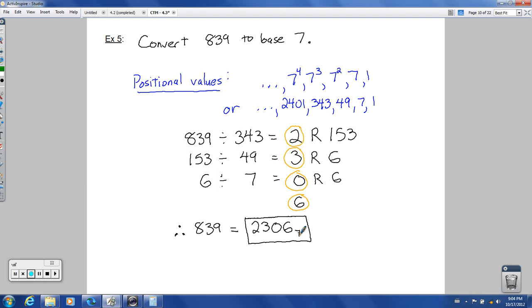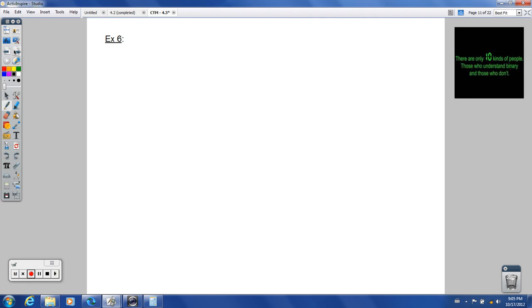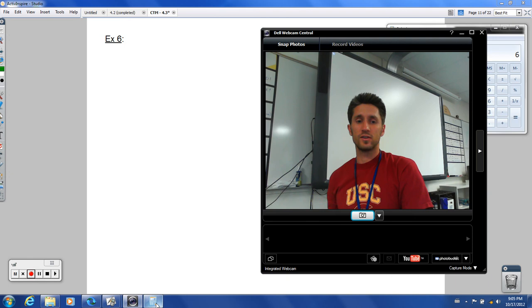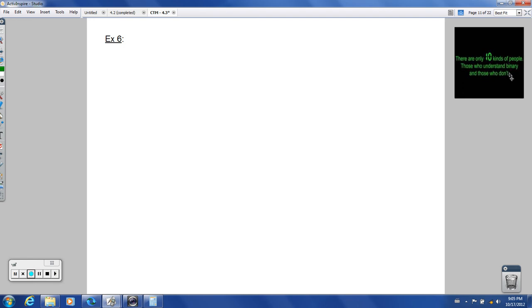Let's do another one like that. Okay, here's my thing. I think I want to get a t-shirt like this. I want to get a t-shirt that says, brought the calculator. I would like to get a t-shirt that says what you saw there: there are only 10 kinds of people, those who understand binary and those who don't. What the heck are you talking about, Mr. Wagner? There's 2 kinds of people, aren't there?